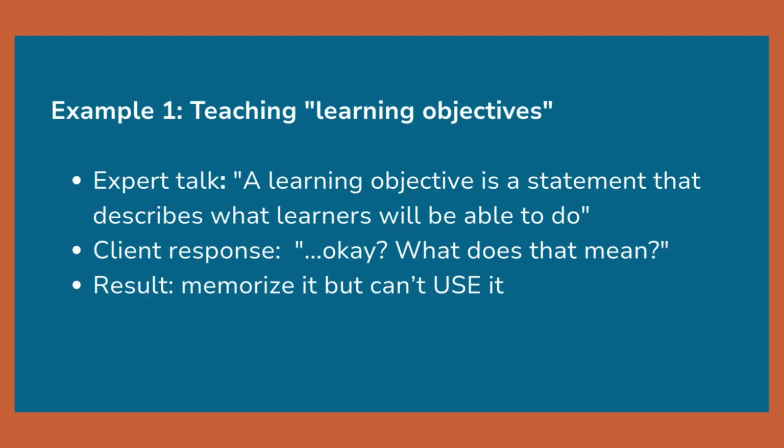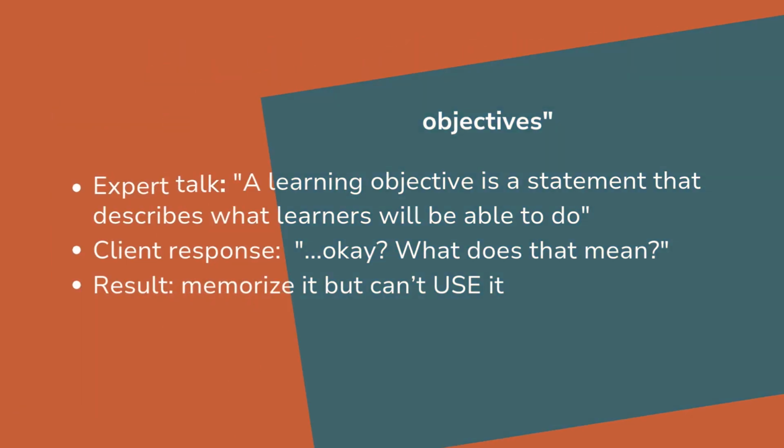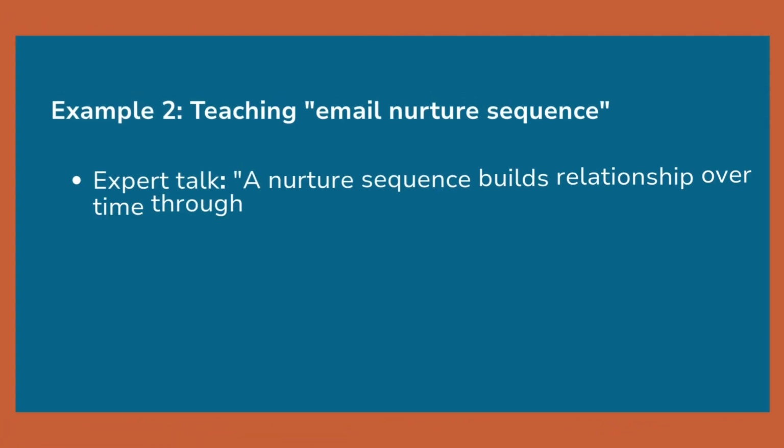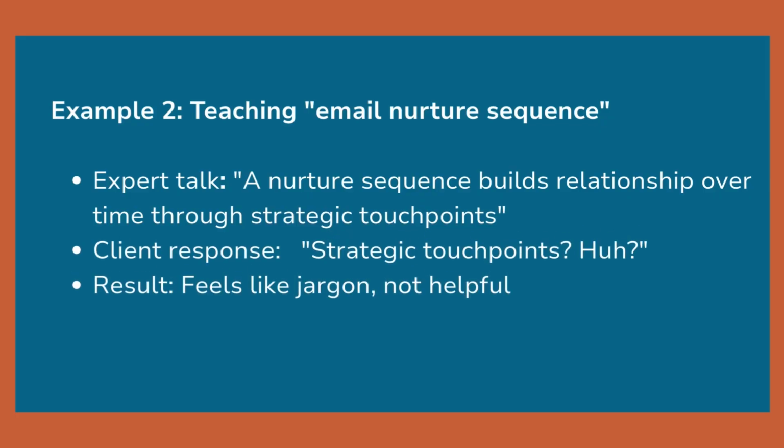Okay, so we're going to run through a couple of examples. What happens when you don't help them make connections? Example one is going to be around teaching learning objectives because that is what I know best. So I might say a learning objective is a statement that describes what learners will be able to do. A student that doesn't have any teaching background might say, okay, well, what does that mean, right? They don't have a connection point. It's just kind of information that's floating around. They might memorize that definition, but they can't use it.